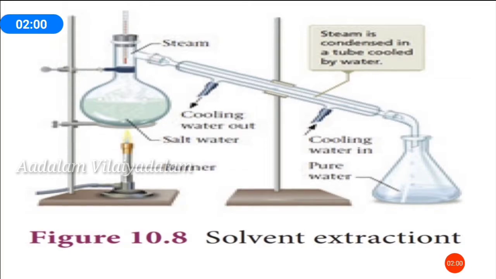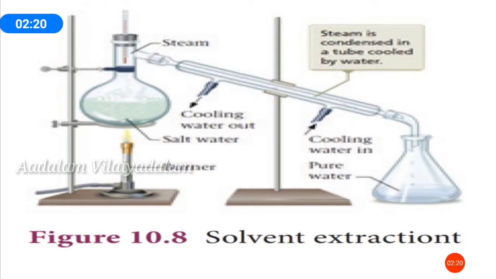In this simple distillation apparatus, a distillation flask is fixed with a water condenser. A thermometer is inserted into the distillation flask through a one-holed stopper. The sea water to be distilled is taken in the distillation flask. Then the distillation flask is heated for boiling. The pure water vapor passes through the inner tube of the condenser.